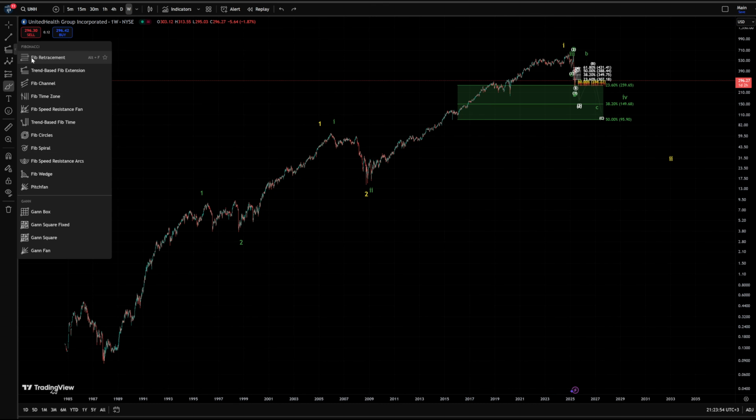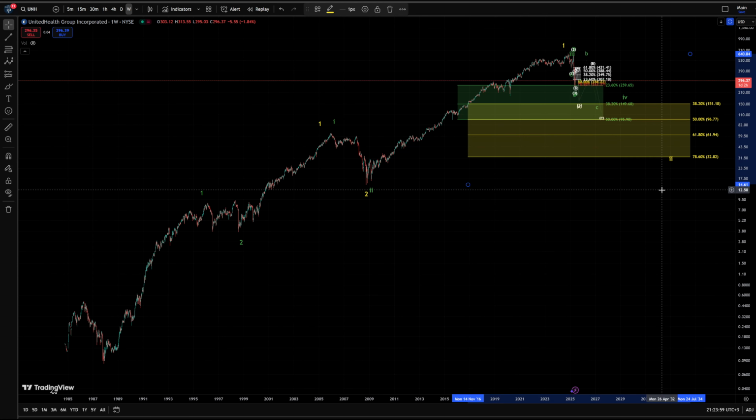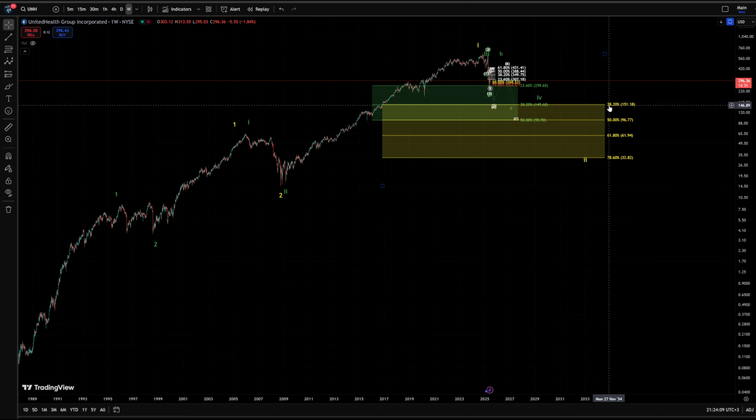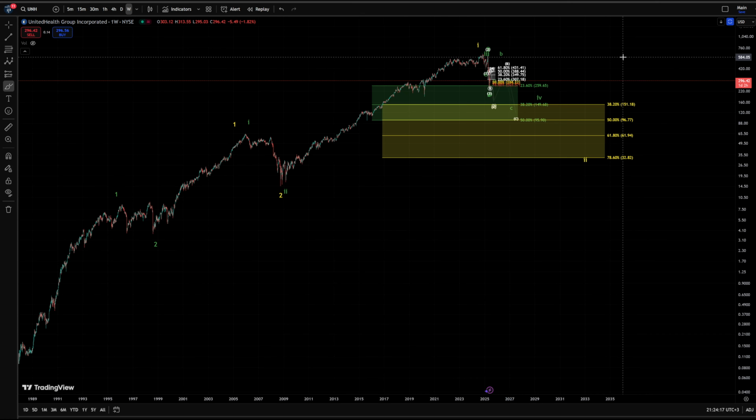So for this, the support zone would overlap with the green scenario, which is why I am not going to keep this support zone on the chart, but it was only to highlight that we do not turn bearish on this chart if we break the green scenario support zone.